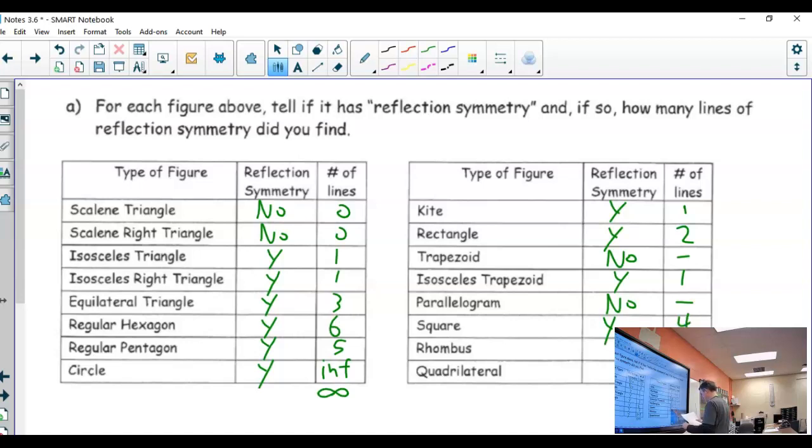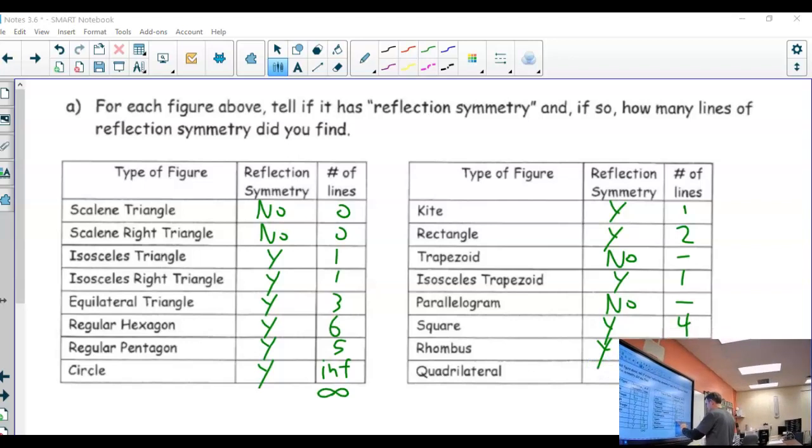Not sure how this is going to work now. The rhombus has 2. Couldn't do it. Still couldn't do it. Okay, that's messing me up. Boom. And the quadrilateral does not have any.